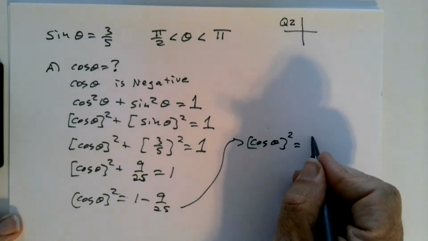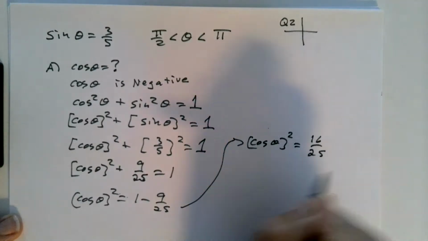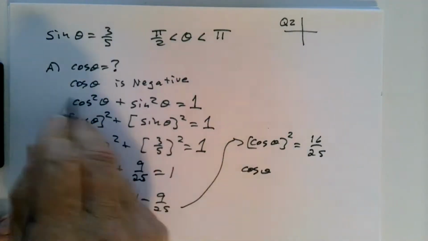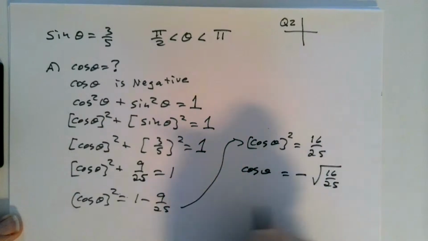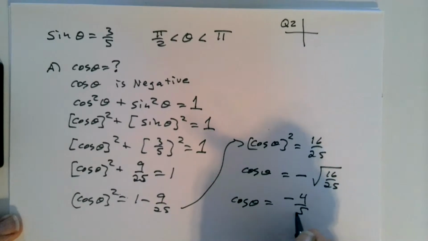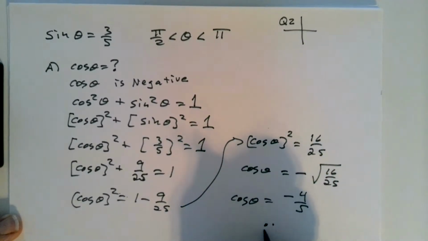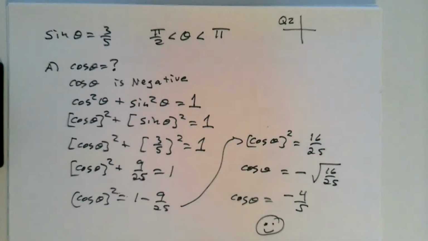25 minus 9, 16/25. So cos of theta, I know it's negative, so it's minus the square root of 16/25. So cos of theta is minus 4/5, which is what Harley says. So we'll give Harley a big smiley face. But that's not the real question that I wanted to ask.